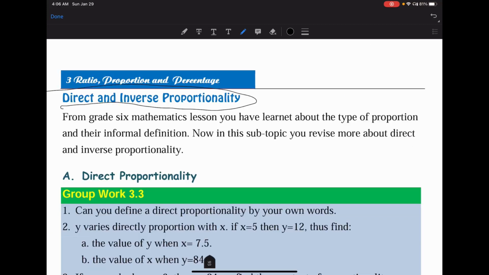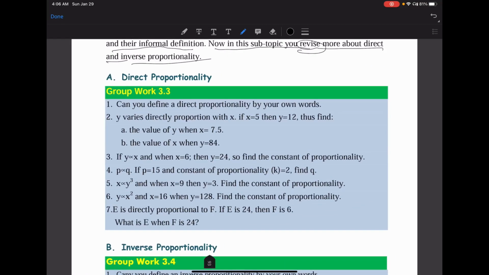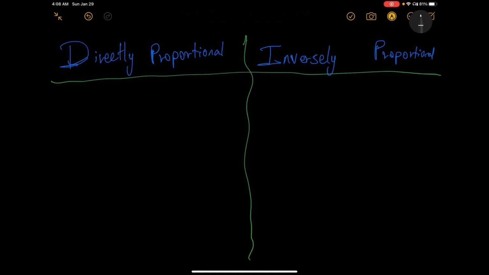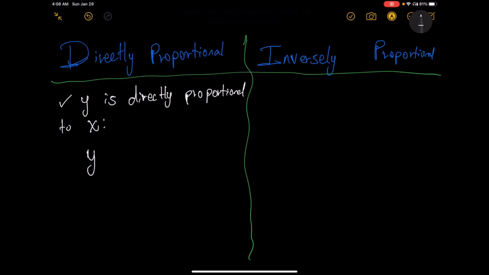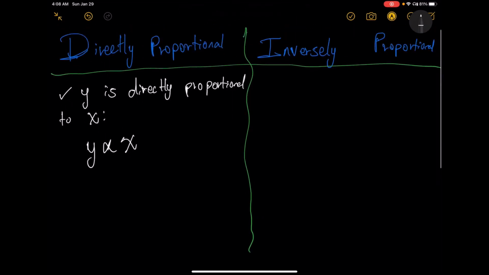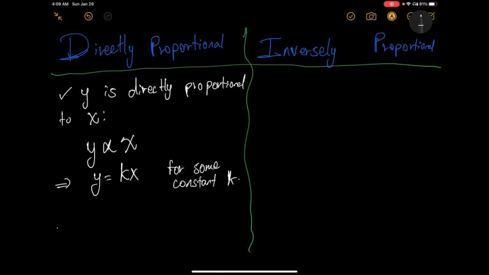Direct and inverse proportionality. Now let's compare: what does it mean if I say y is directly proportional to x? We write y is directly proportional to x. This implies that y is equal to k times x for some constant k. What do we call k? We call k the constant of proportionality.